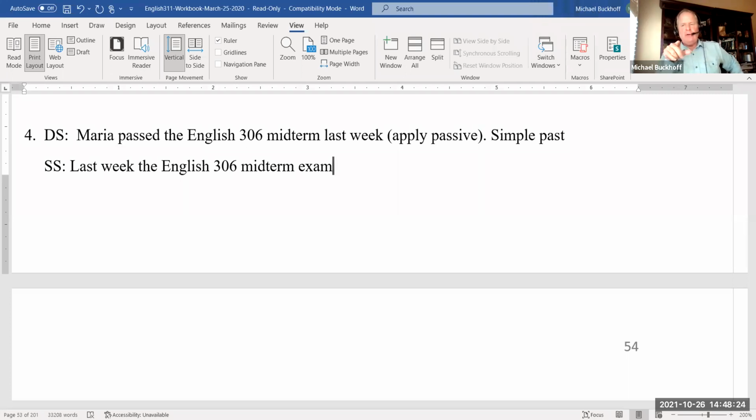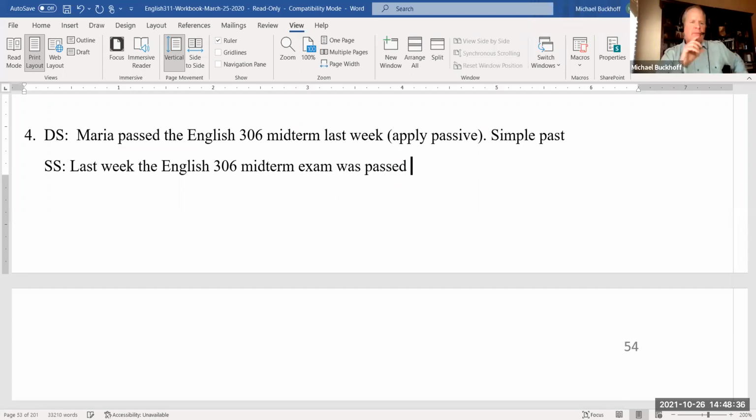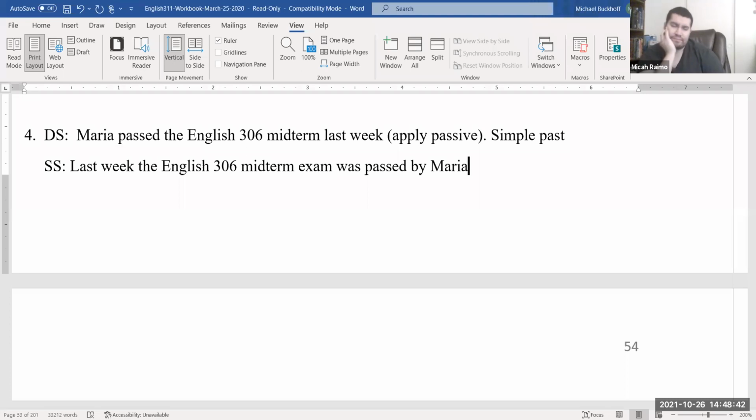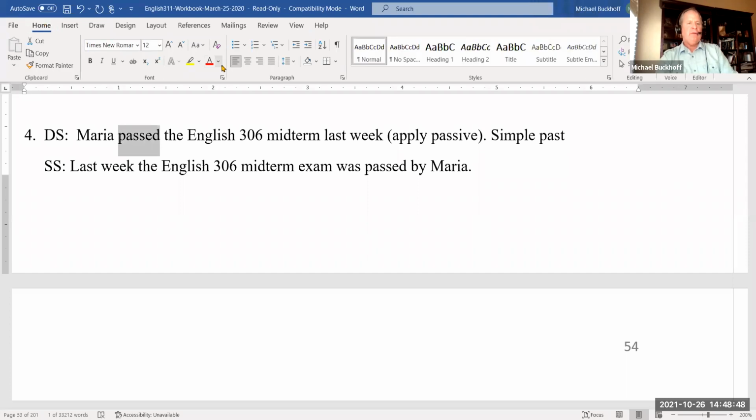Past changes to... Would it be was past? Yes. And then what? By Maria. Good. Right there. So now we have, and let's just double check, make sure we're doing everything correctly.